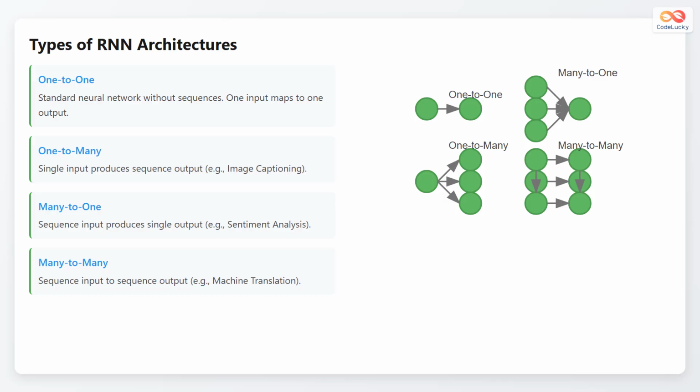One-to-many, in which a single input produces a sequence of outputs such as in image captioning. Many-to-one, in which a sequence of inputs produces a single output, such as in sentiment analysis. And many-to-many, in which a sequence of inputs produces a sequence of outputs, such as in machine translation.